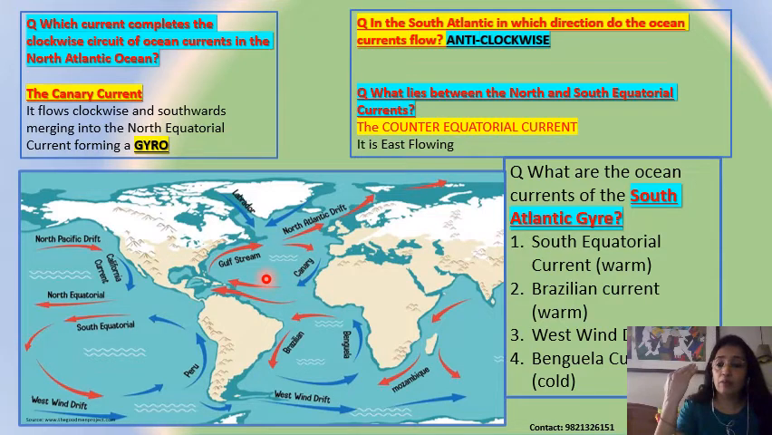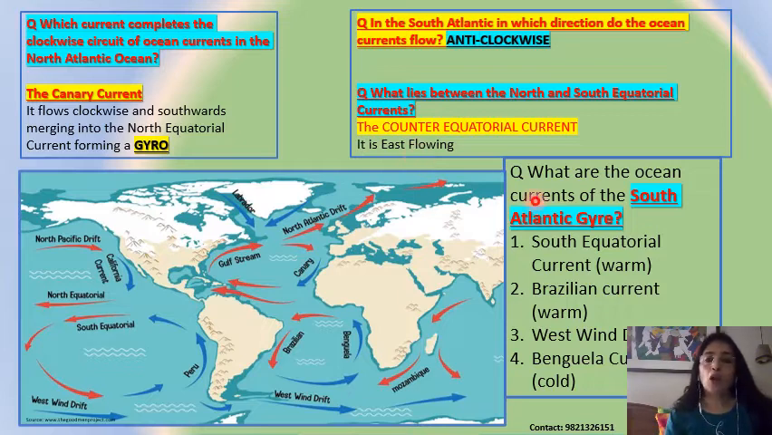Remember, in the northern hemisphere, currents flow in a clockwise pattern. Now in the southern hemisphere, they move in an anti-clockwise fashion. In the South Atlantic, in which direction do the ocean currents flow? Anti-clockwise. What lies between the North and South Equatorial Currents? This is the North Equatorial Current. This is the South Equatorial Current. North of equator, south of equator. In the middle lies the counter equatorial current. Remember that. And it is east flowing. This is the equator. This is the North Equatorial Current, South Equatorial Current, and counter equatorial current that flows eastwards.